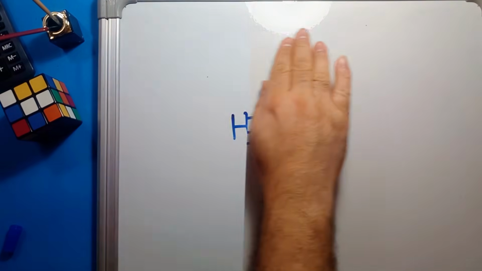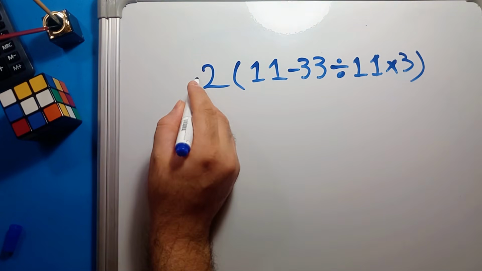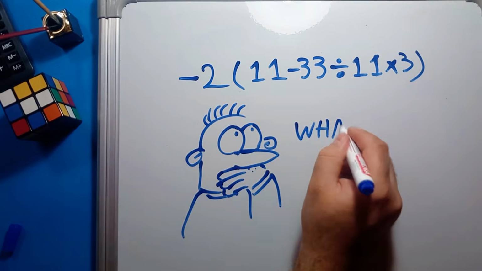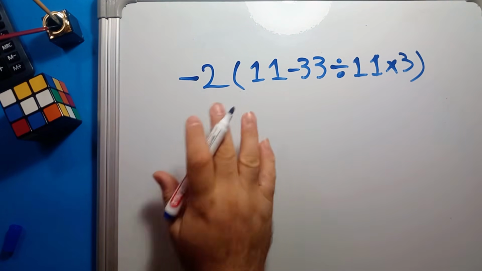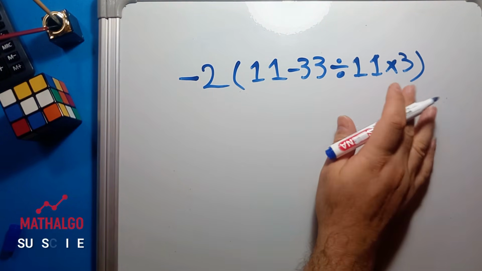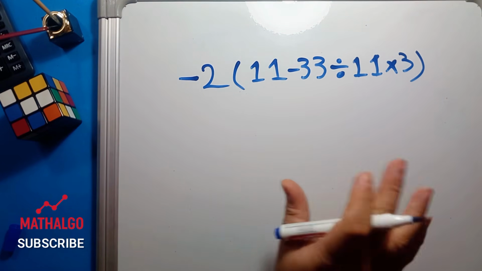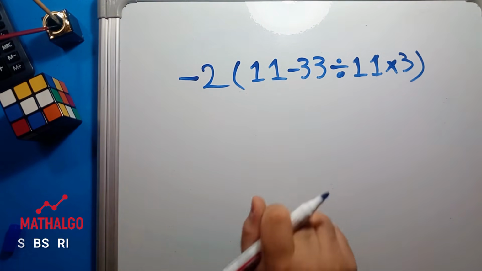Now, let's make things harder. Because once negatives enter the picture, people stop trusting themselves. And this next expression catches a lot of people. Negative 2 times (11 minus 33 divided by 11 times 3). This one looks scary. A negative number, division, multiplication, parentheses.